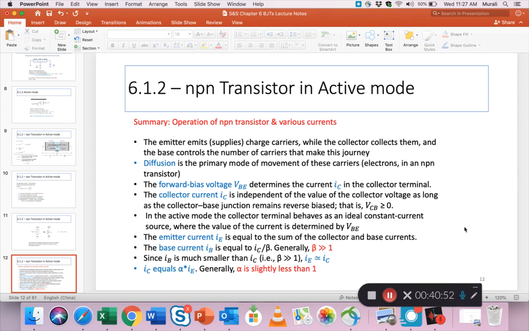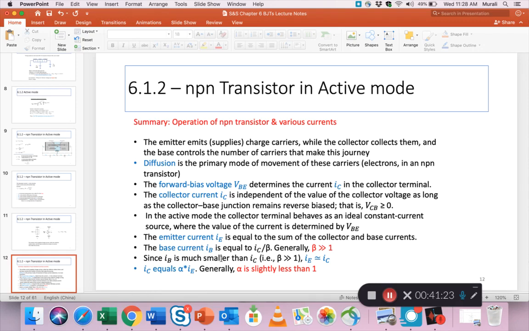The emitter current IE is equal to the sum of the collector and base currents. So it's like KCL, right? We have two branch currents, the collector current and the base current. If you add them, they add up to the source current, which is the emitter current, because the emitter is actually what provides the electrons to begin the collector current.